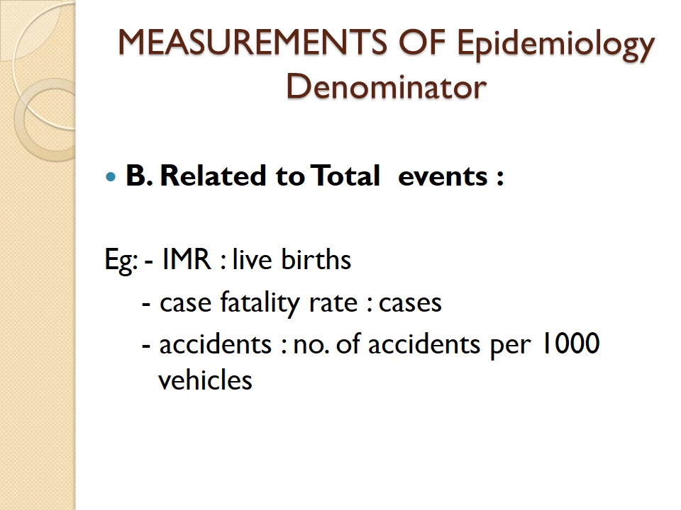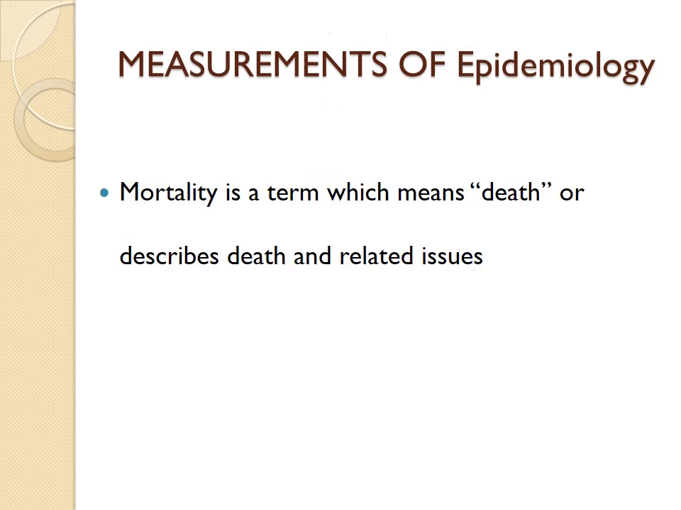So the denominator can also be related to the total events. For example, while calculating the infant mortality rate, the denominator is the total number of live births. In case of the case fatality rate, the denominator is the total number of cases. In case of accidents, the denominator is the number of accidents per 1000 vehicles. So in these cases, the denominator is not related to the total population. Instead, it is related to total events.